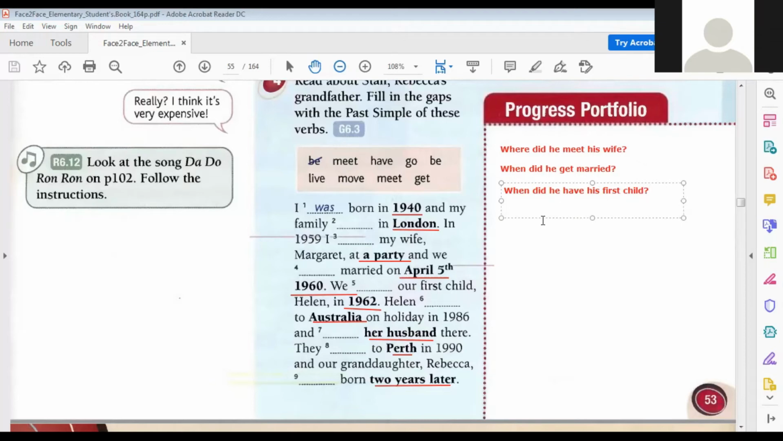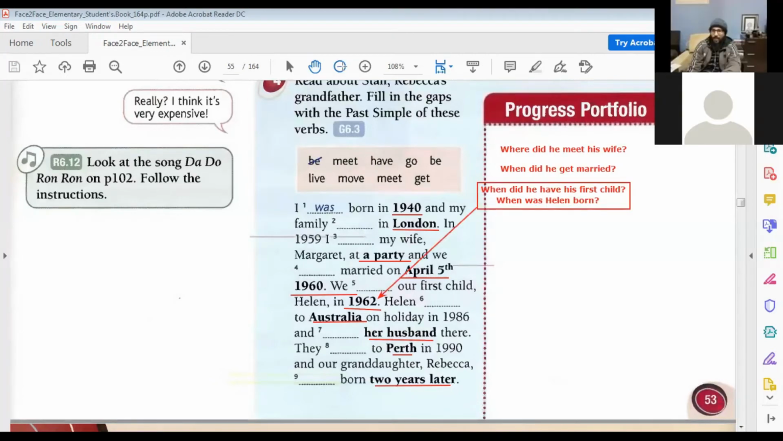Who can do this question 1962 in another way? When did Helen, she or he? She. Helen is a she. When was she born? Yes, when was she born. And maybe to be more precise, instead of saying she, we can say her name. When was Helen born? That's it.